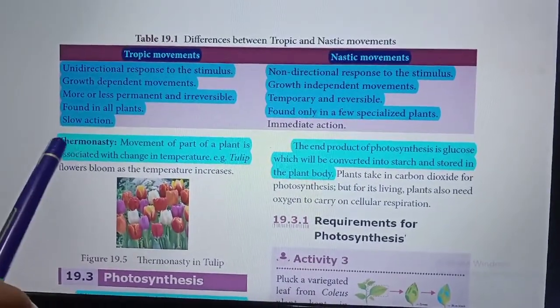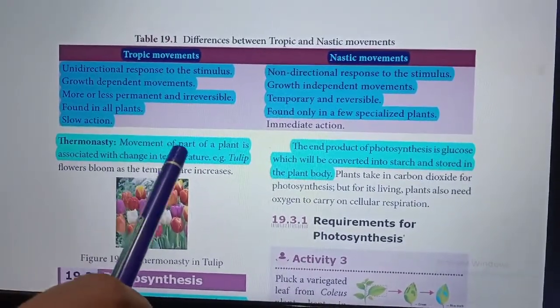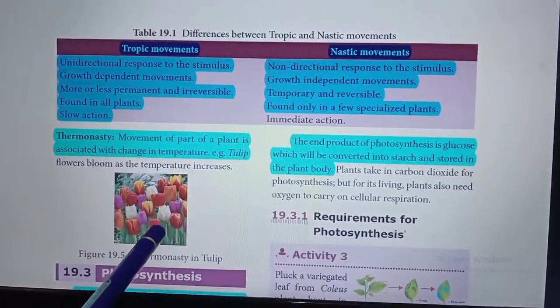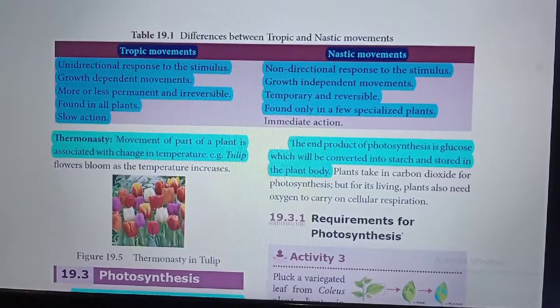The next one, thermonasty. Movement of the parts of a plant is associated with change in temperature. Example, tulip.